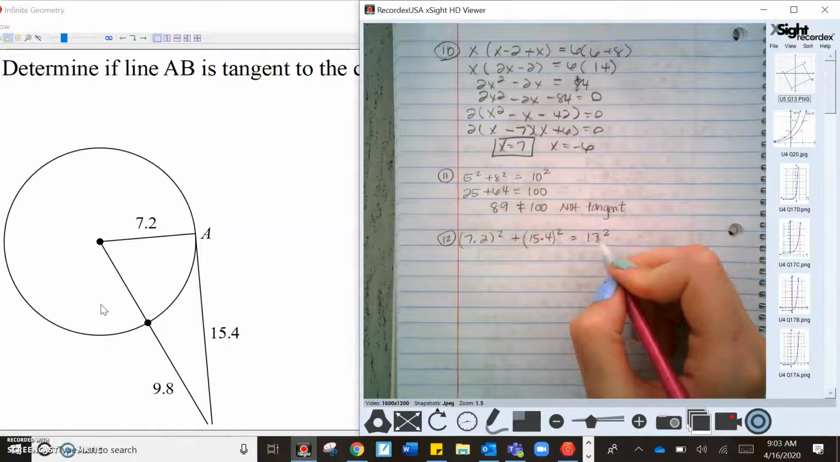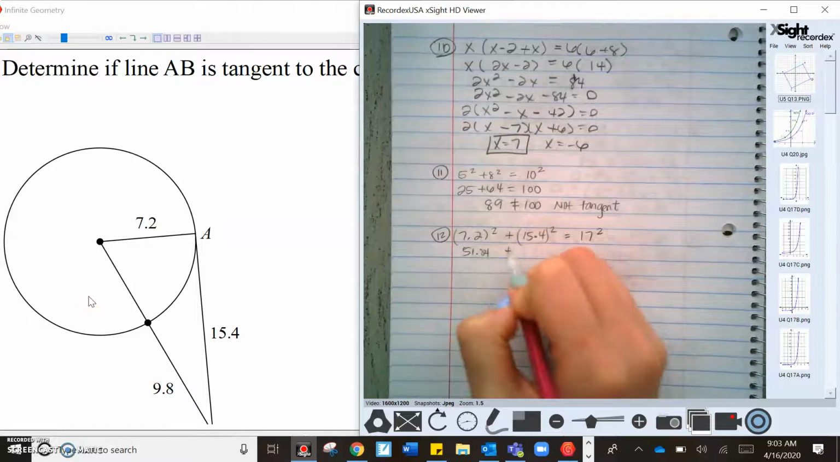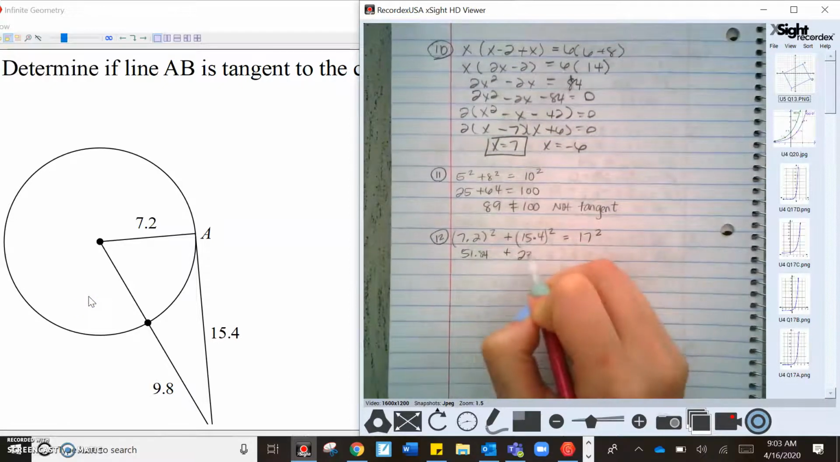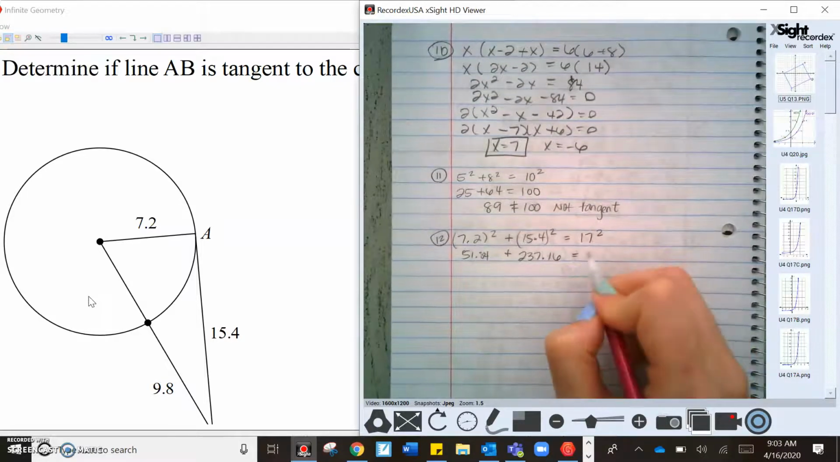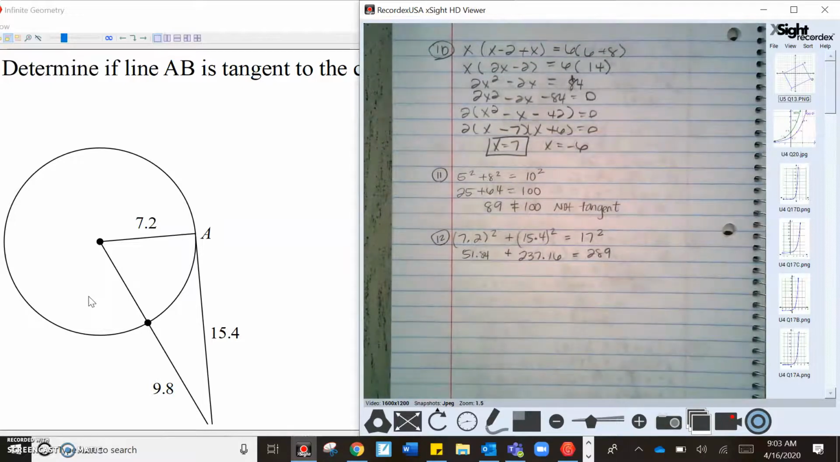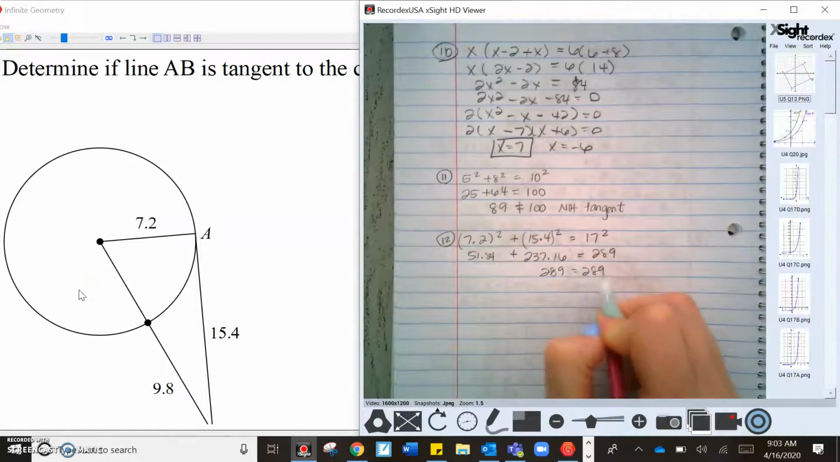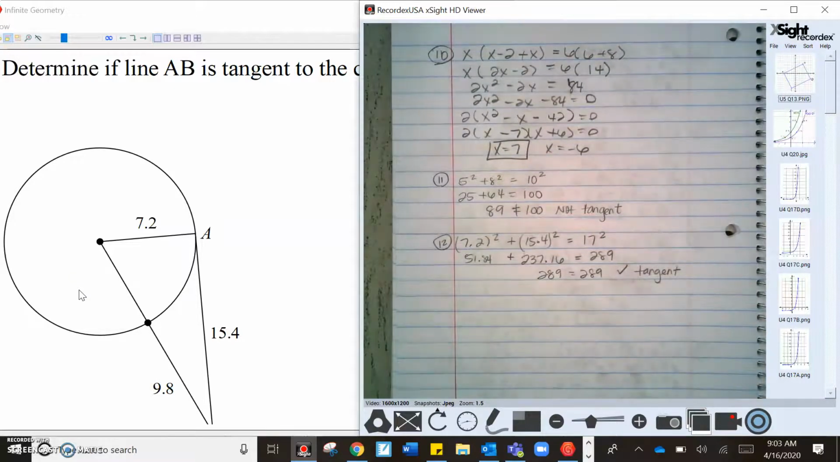So 7.2 squared, that's 51.84, plus 15.4 squared, 237.16. 17 squared is 289. So if I add those two, I do get 289. So since these two things matched up, you've proved that these line segments are in fact tangent.